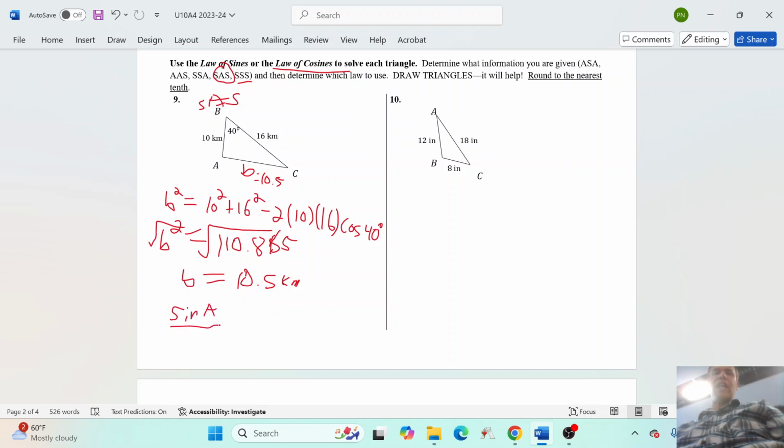So we get to use law of sines next now. This was the law of cosines.